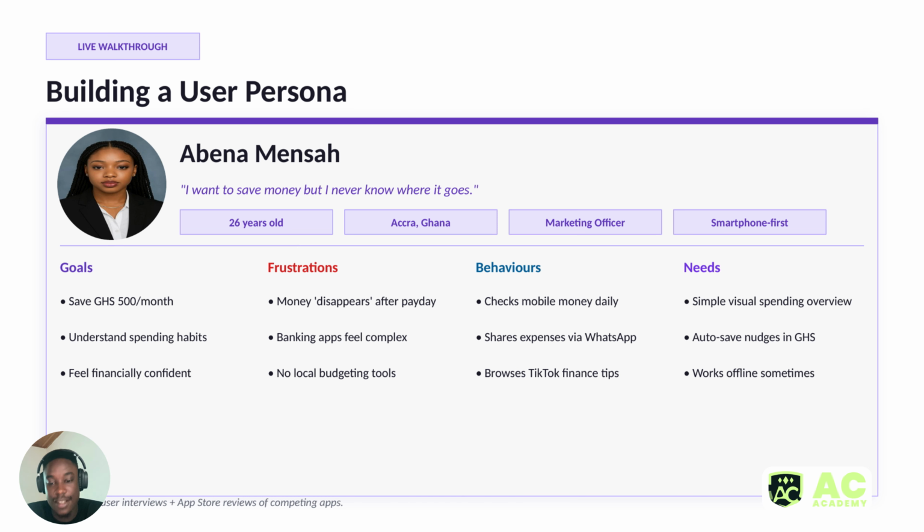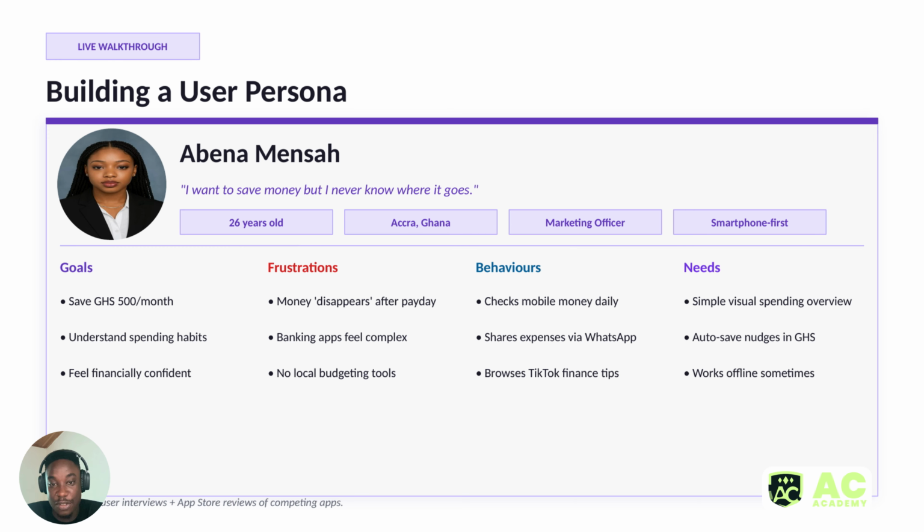Her behaviors, all right. She checks mobile money daily. She shares expenses over WhatsApp and picks up finance tips on TikTok. What she also needs is a simple visual breakdown of her spending, auto save nudges in cedis, and something that works even when her connection is shaky.